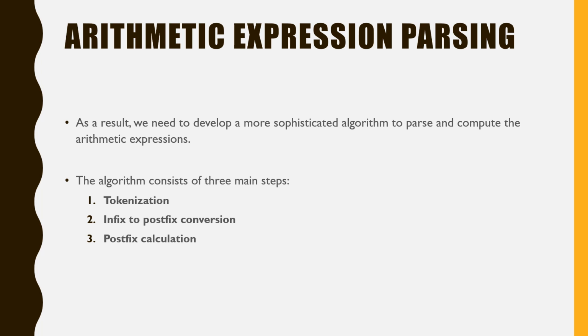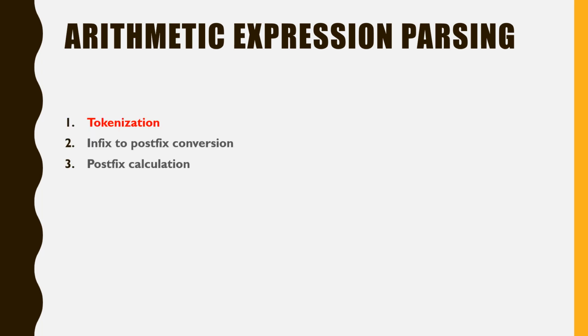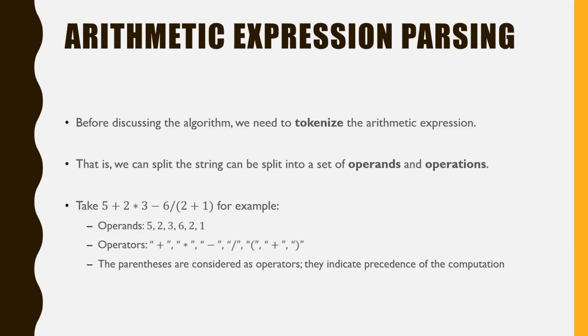We will discuss the algorithm as 3 main steps. First, tokenization. Second, infix-to-postfix conversion. And third, postfix calculation. Let's begin with tokenization. The goal of tokenization is to break the arithmetic expression into an ordered set of operands and operators. The operators are the symbols representing the arithmetic operations, for example, addition and subtraction, etc. The operands are just the numbers bound to the operators.